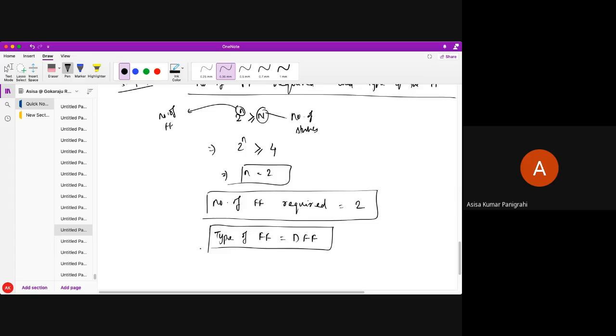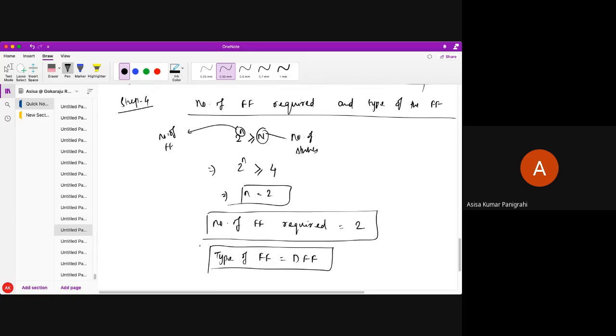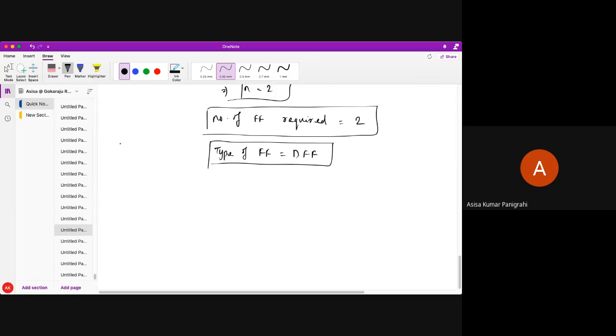Okay, are you understanding? So this is my step number 4. You have identified the type of the flip-flop and the number of flip-flops required. Now step number 5. What is step number 5? You have to find out the excitation table and the output table.